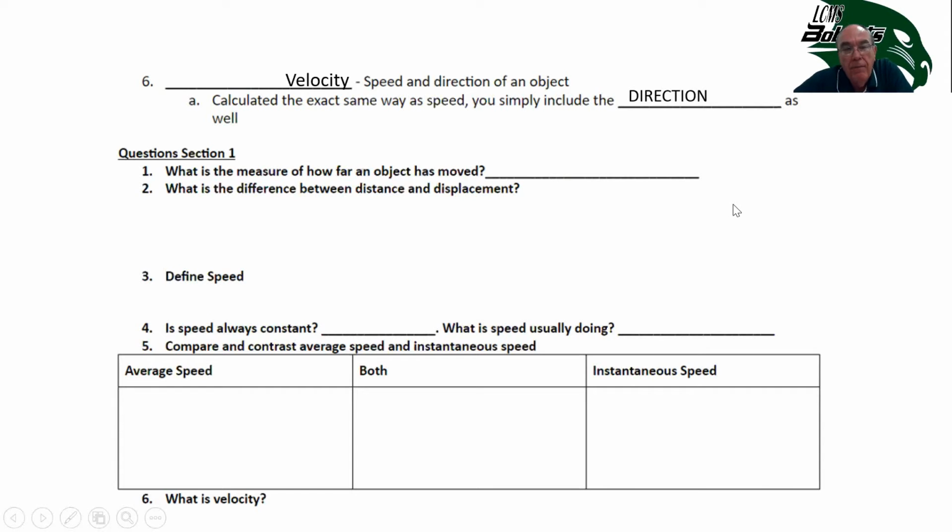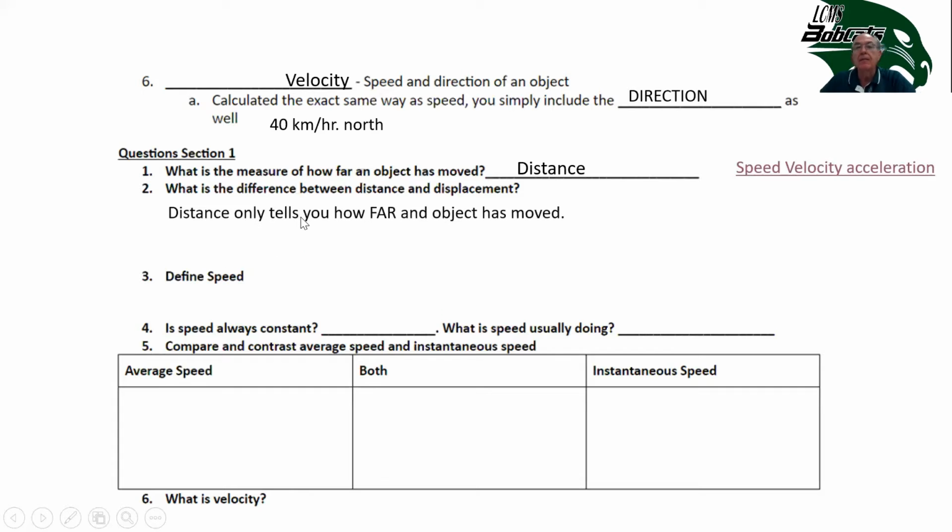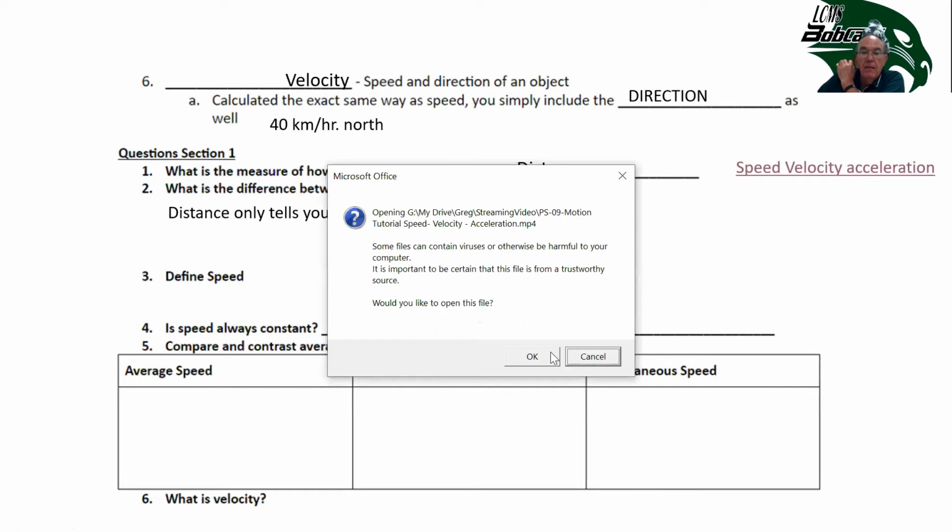Okay, welcome back. When we left off last time, I had asked you to fill out these questions on your own. The first one is, what is the measure of how far an object moved? That's distance. What's the difference between distance and displacement? Well, the difference is distance tells us only how far an object has moved, whereas displacement tells us both. There's a short clip here I wanted to look at to review speed and velocity.